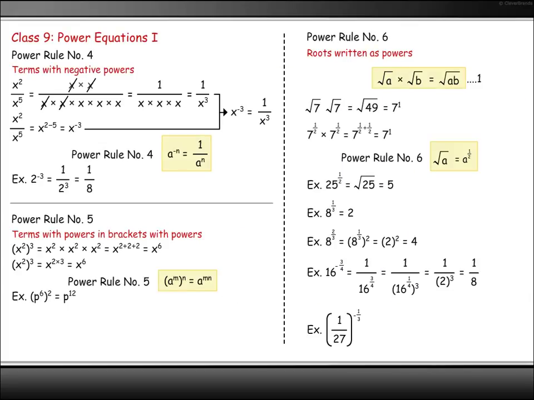Evaluate 1/27 to the power of -1/3. You can turn the negative power into a positive power by turning the fraction upside down to get 27 to the power of 1/3. The answer is 3.